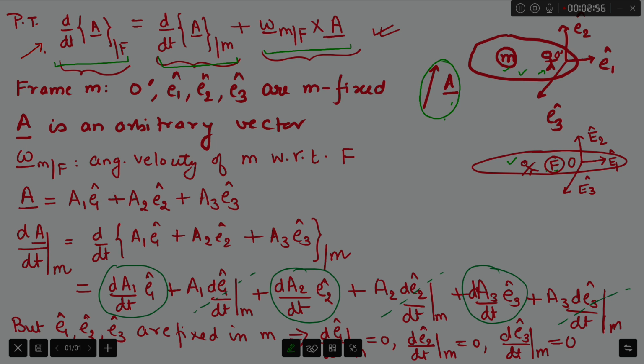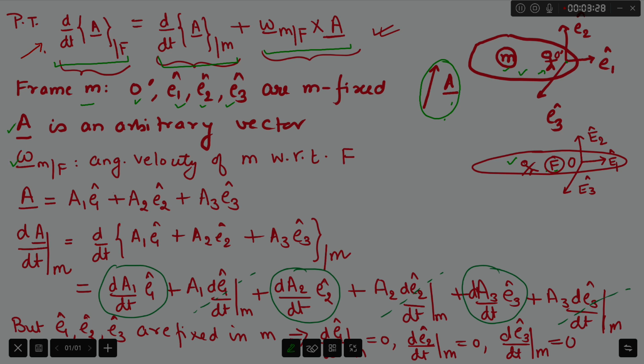Let's start the proof. So in this frame M, I have identified a point O prime and three mutually perpendicular unit vectors. And all these four items are fixed to frame M, are M fixed. As I said earlier, A is an arbitrary vector. Omega MF is the angular velocity of M with respect to F.